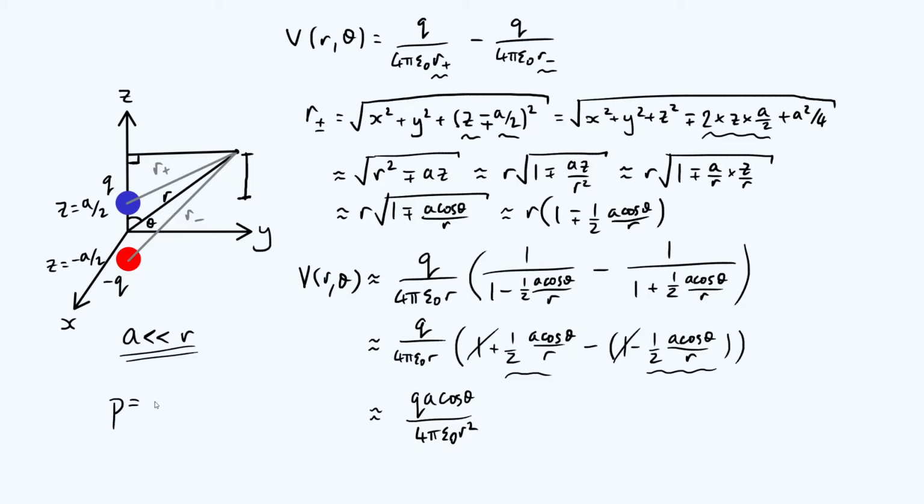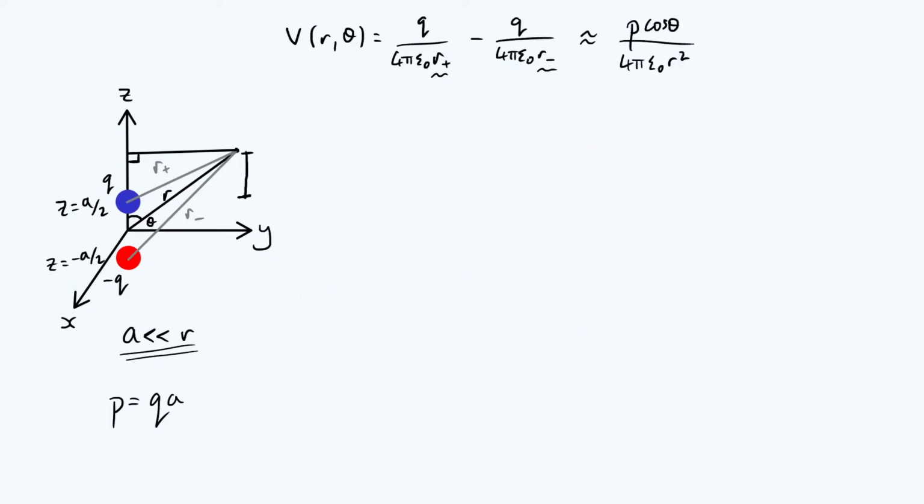I'm going to say the dipole moment p is defined to be the charge q times the separation a, right? And so you'll often see this dipole potential written in the form p cos theta divided by 4 pi epsilon naught r squared. So we now have an expression for the electric potential of a dipole under the approximation that we're viewing it from a long distance away. And that was this thing up here, p cos theta over 4 pi epsilon naught r squared.